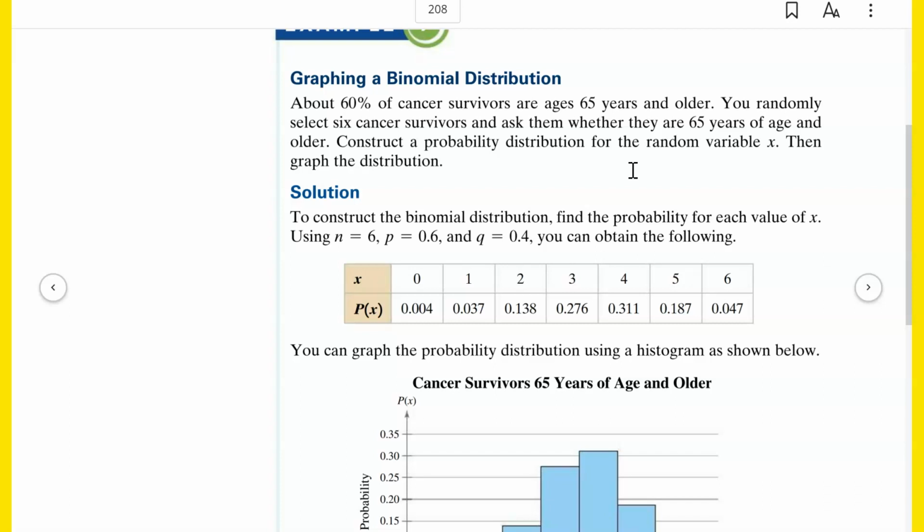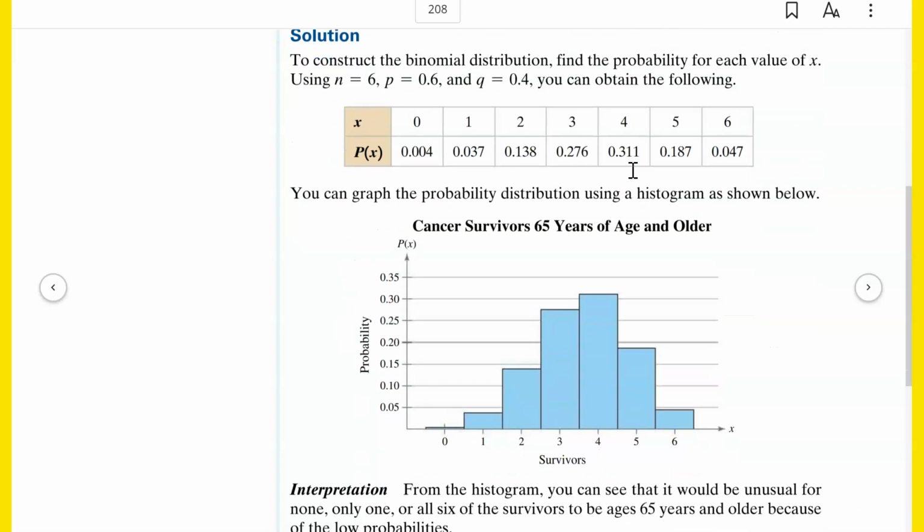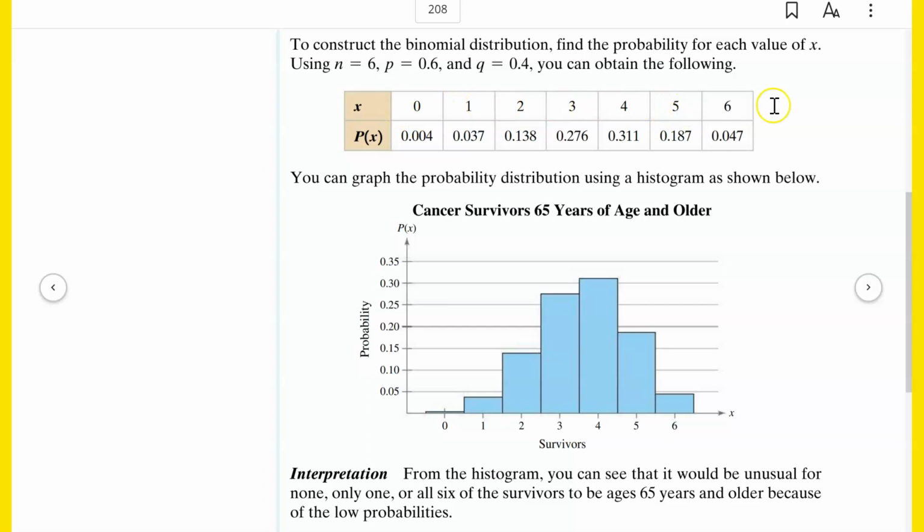What are the possibilities for what x can be, which is that many out of n? It could be 0. It could be none of them are over 65. It could be one of them is over 65. It could be 2, 3, 4, 5, or all 6 of them are over 65. So what we would do is find the probability for each of those outcomes.